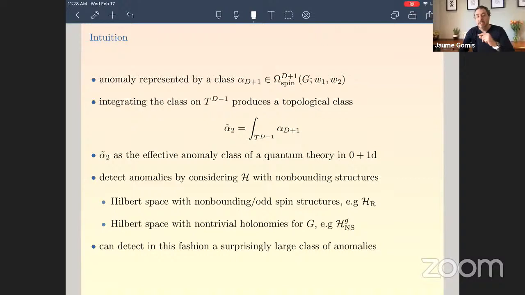So you have the Hilbert space quantized in the background where you have a non-trivial holonomy for a certain, say, Z2 connection around a circle. For these, the anomaly may or may not vanish, but at least there is no direct argument that it will be 0, while in the other ones, we know it will be 0.